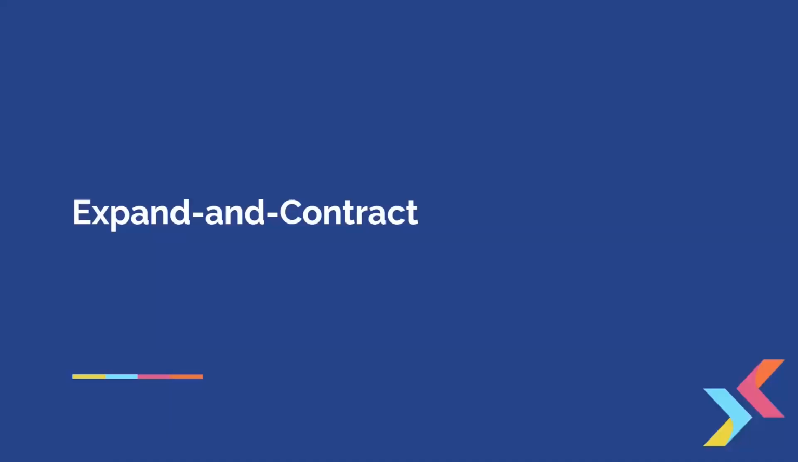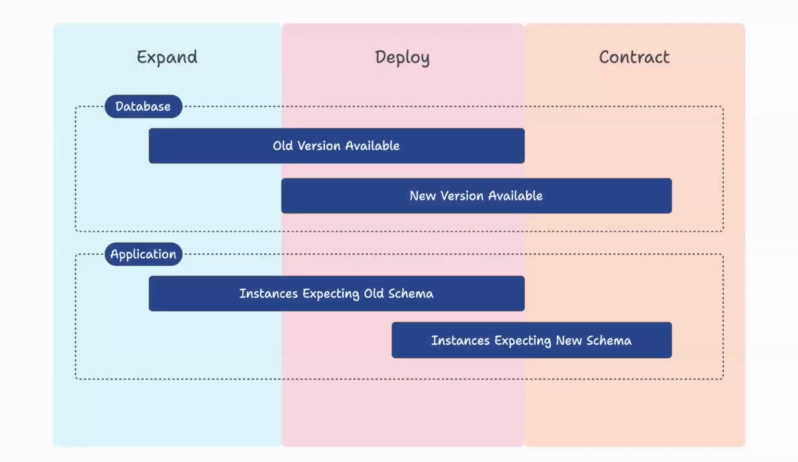Lastly, we have the expand and contract strategy. The expand and contract pattern, in essence, consists of 3 steps. Expand, the database is modified to tolerate old and new versions. Deploy, all the application instances are over time switched to the new version. And contract, the database is modified to work with only the new version of the application.